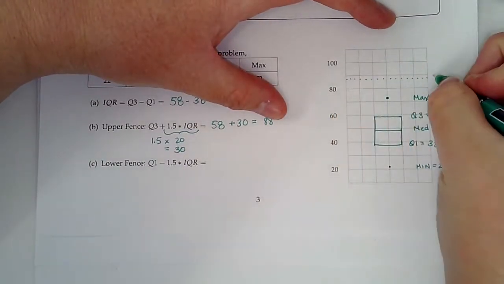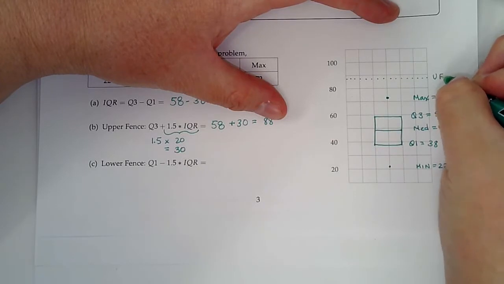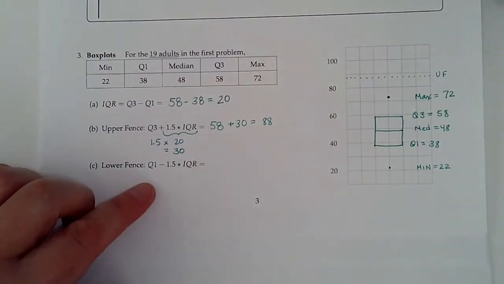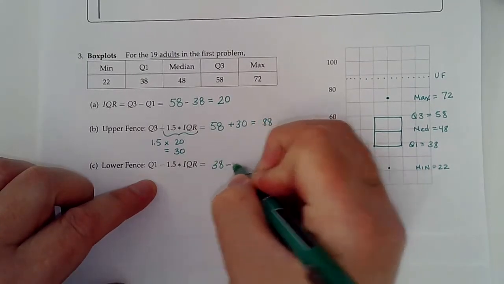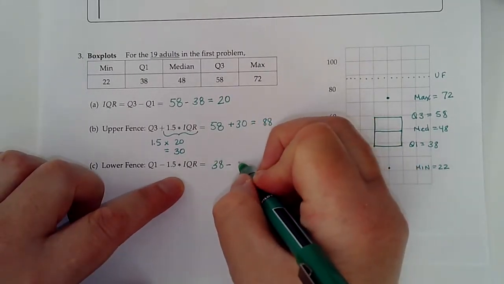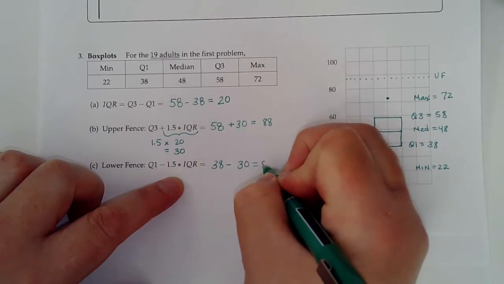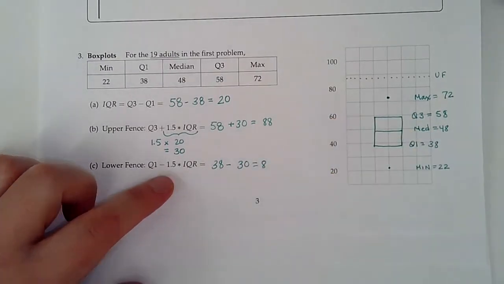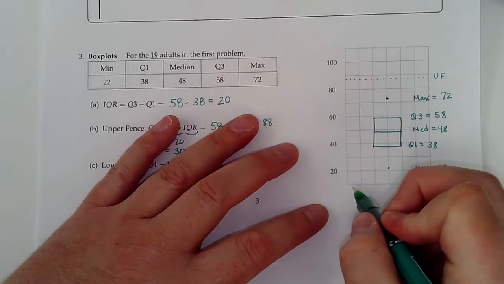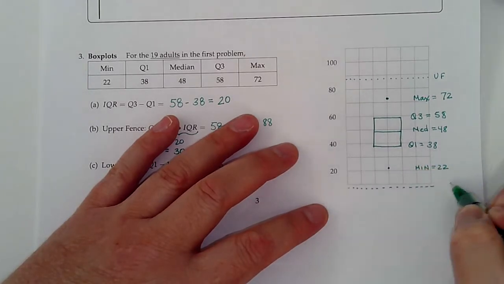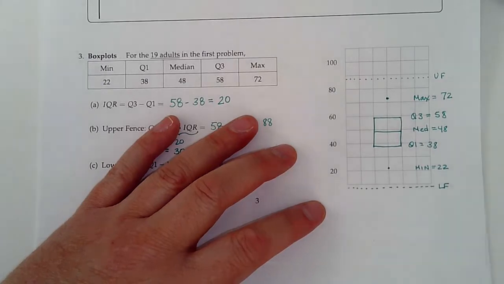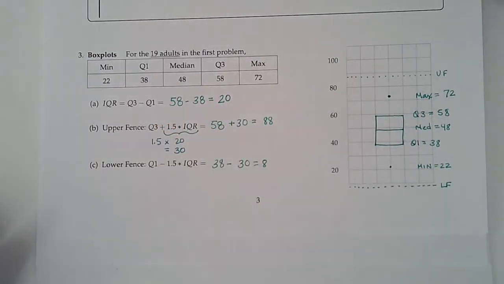Let's put a little dotted line there. So there's the upper fence. And then my lower fence is Q1, so 38, minus the 1.5 times the IQR, so minus 30. That gives me a value of 8 for the lower fence. So the lower fence is somewhere down here. All right, so now I have everything I need to figure out if there are any outliers here.